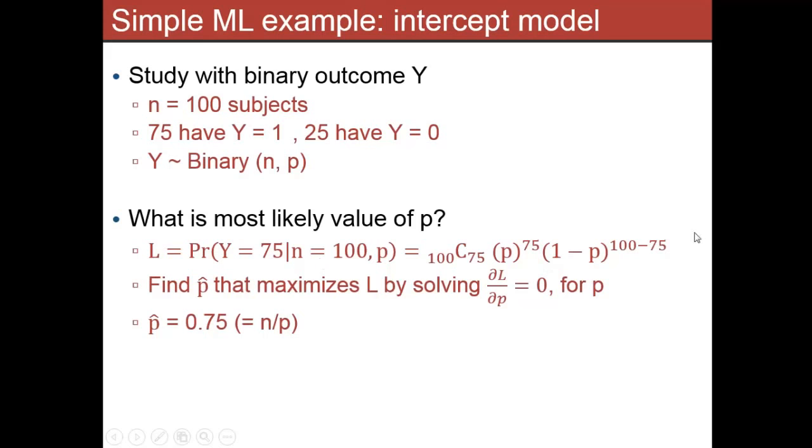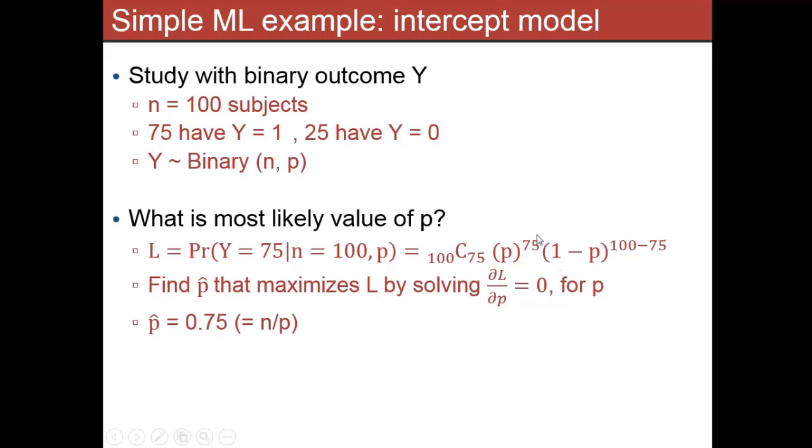We're going to call this thing the likelihood. This spits out a probability. If you remember, this is the binomial distribution. This is the probability of observing 75 successes. This is just what it is, the binomial distribution. And we want to say, what is the value of p that makes the probability of seeing 75 successes the biggest?